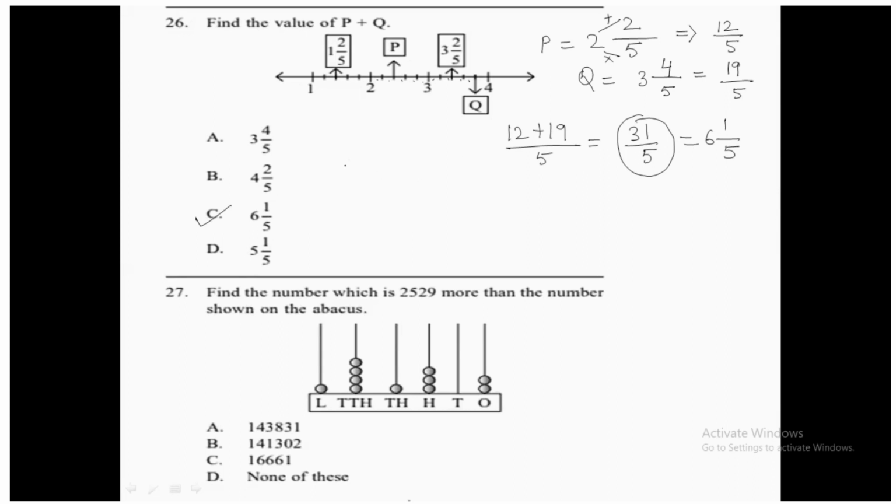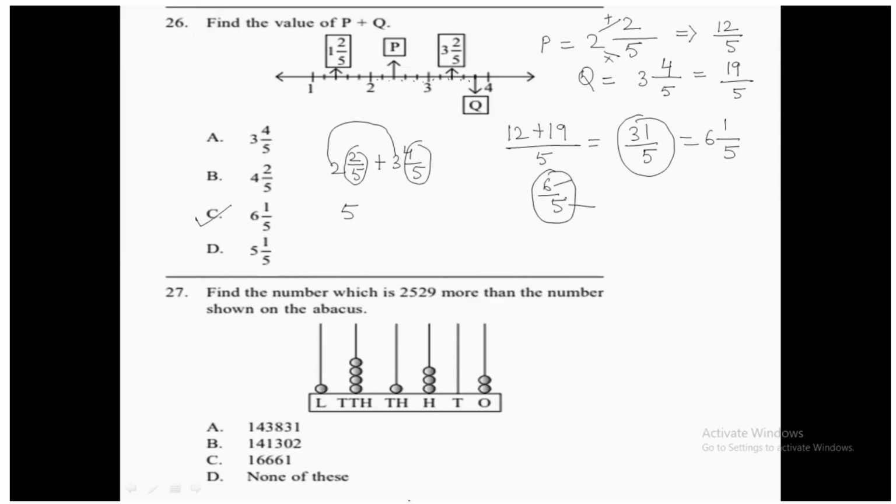Okay, now another simple method, if I'm going to tell you how we can add. If two numbers are given here like this, just add these two numbers. So what I'm getting? 3 plus 2 is 5. Now add these two fractions. So if I add, I'm getting 6 by 5. Now I can see 6 by 5. Here the numerator is bigger than the denominator.